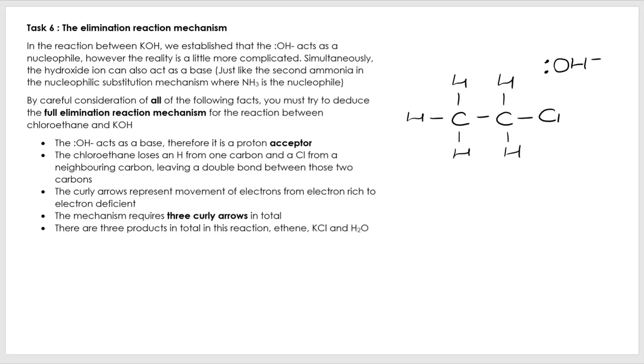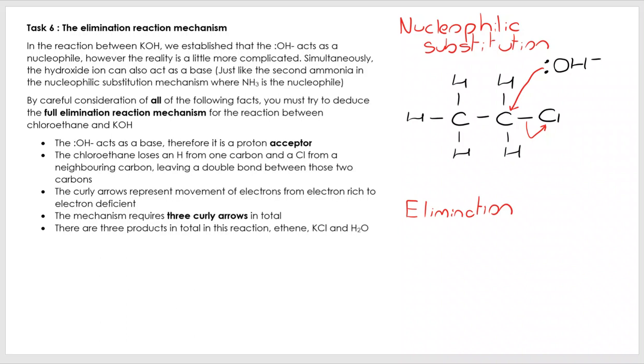So my OH-, I've got my negative, it's going to attack the delta positive portion of the haloalkane, which is the delta positive carbon. That then means that the C-Cl bond can't be sustained, so the electrons go from the bond to the chlorine, and we stop, we make our alcohol. But we're now focusing on the elimination. Based on the information on screen now, what would the elimination reaction mechanism look like?